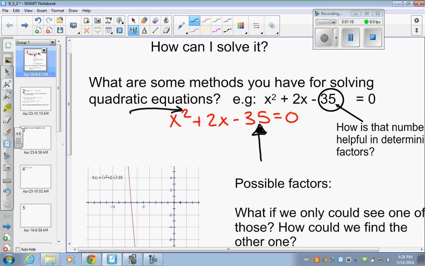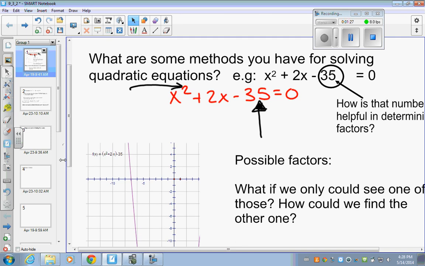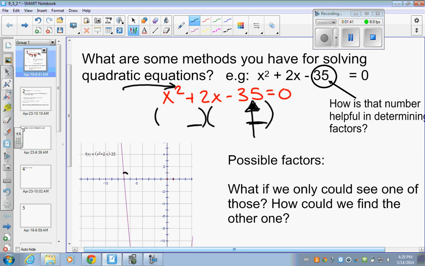Good. Now you've had a chance to think about that. Hopefully you came up with that. It helps you come up with possible factors because when I factor this, the last times the last has to equal negative 35. So what if we could only see like one of those? Like here, I see this one right here. So I can see that this negative 7 is definitely a factor.